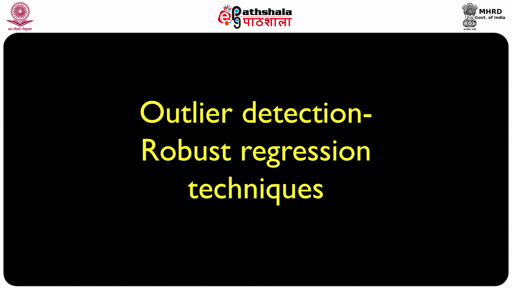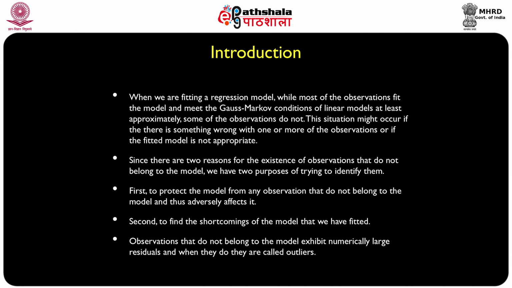Introduction to detection of outliers. When we are fitting a regression model, while most of the observations fit the model and meet the Gauss Markov conditions of linear models, at least approximately, some of the observations do not. This situation might occur if there is something wrong with one or more of the observations or if the fitted model is not appropriate. Since there are two reasons for the existence of observations that do not belong to the model, we have two purposes of trying to identify them.